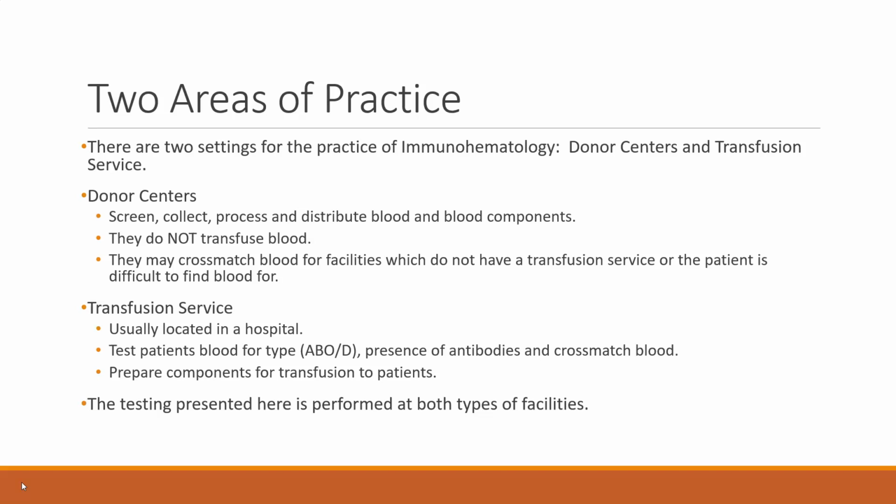Transfusion service, usually located in a hospital. We test the patient's blood for the type, ABO and D, presence of antibodies, and we cross-match the blood to make sure it's compatible. We also prepare components for transfusion to patients. For example, fresh frozen plasma is frozen, and prior to use, we have to thaw it out. The testing presented here is performed at both types of facilities.